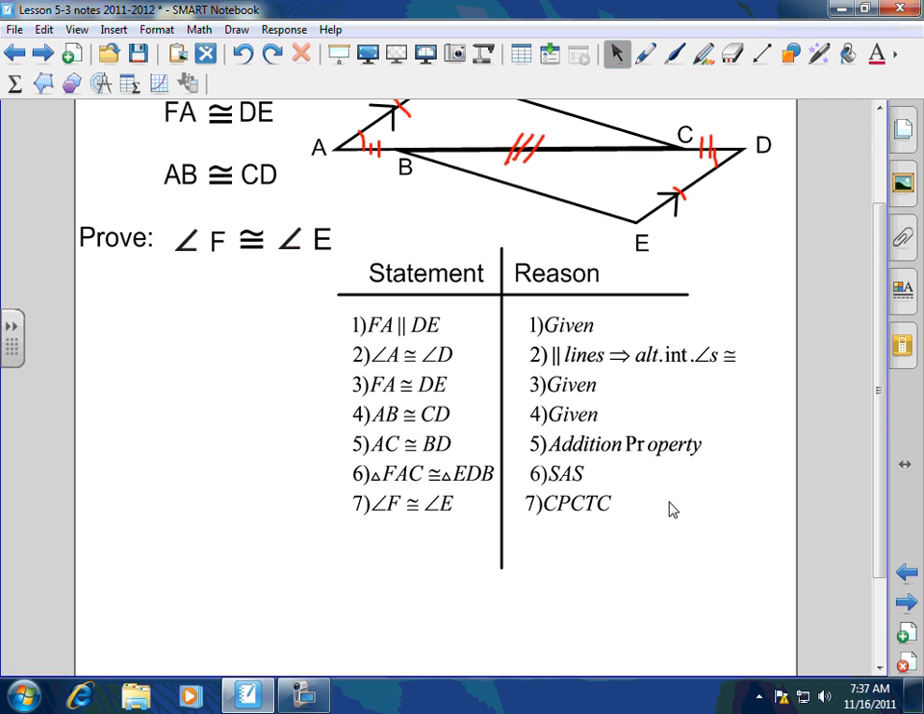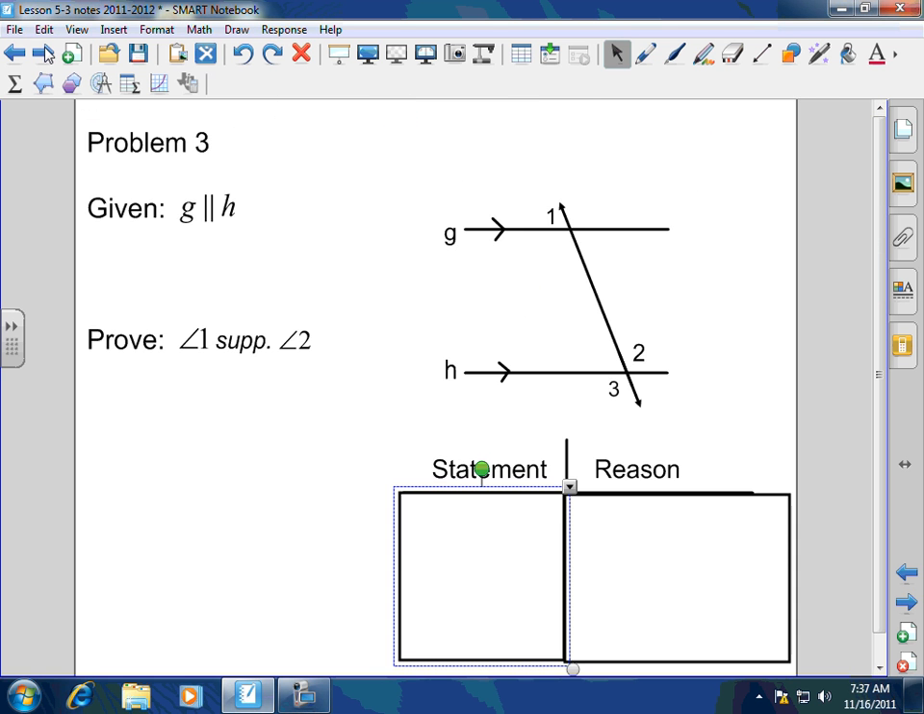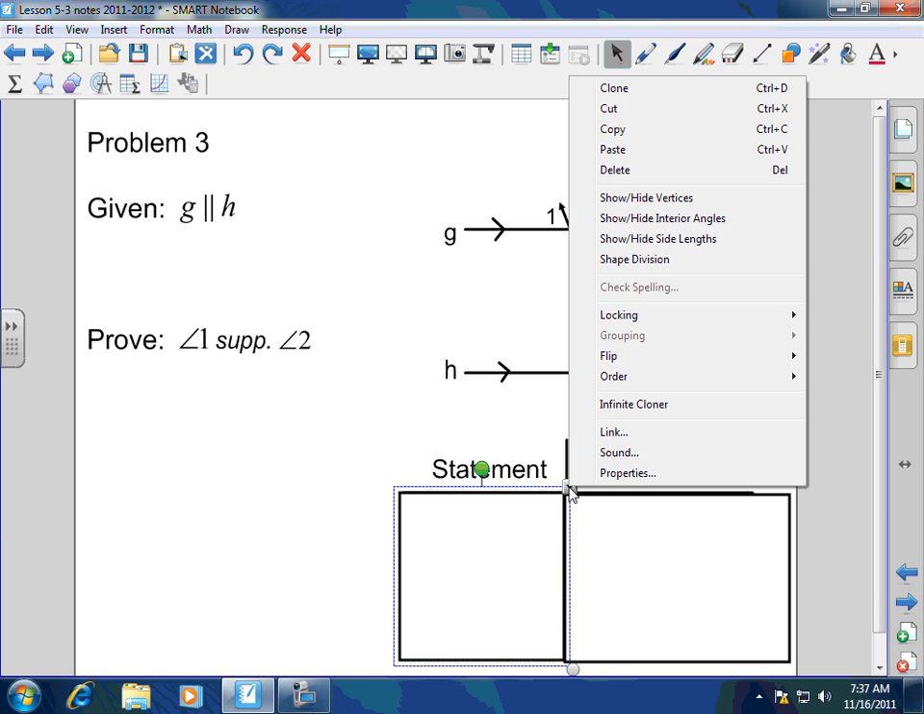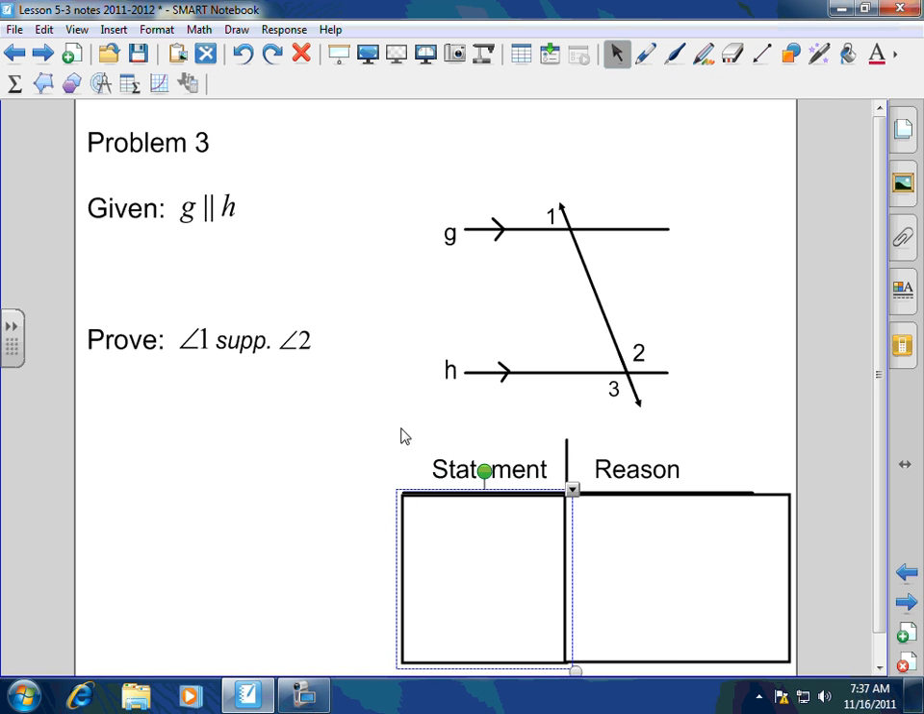Does that make sense, guys? All right, good. Let us continue. Okay, problem 3. Let's try this sucker. All right, this one's going to work this time. I took the cloner off.